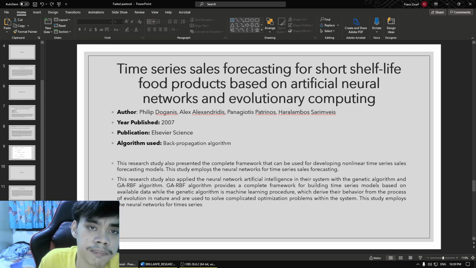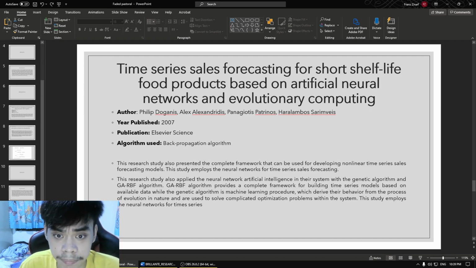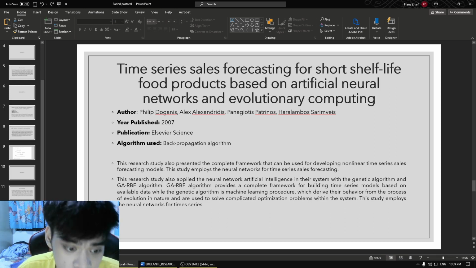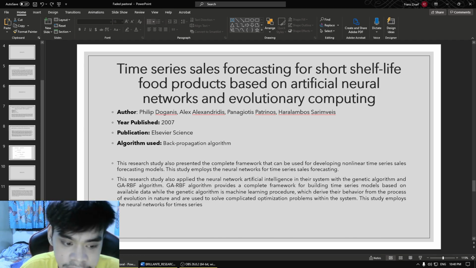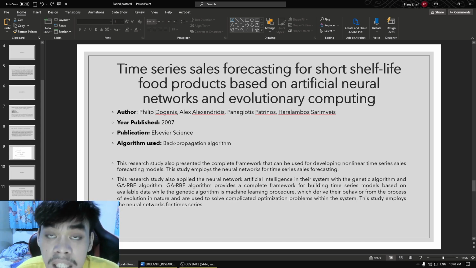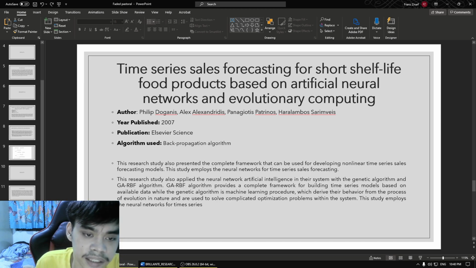So basically, this is again connected to our subject IS because it talks about the AI, which is artificial neural networks. This research study also presented the complete framework that can be used for developing nonlinear time series sales forecasting models. Again, this study employs the neural networks for time series sales forecasting.